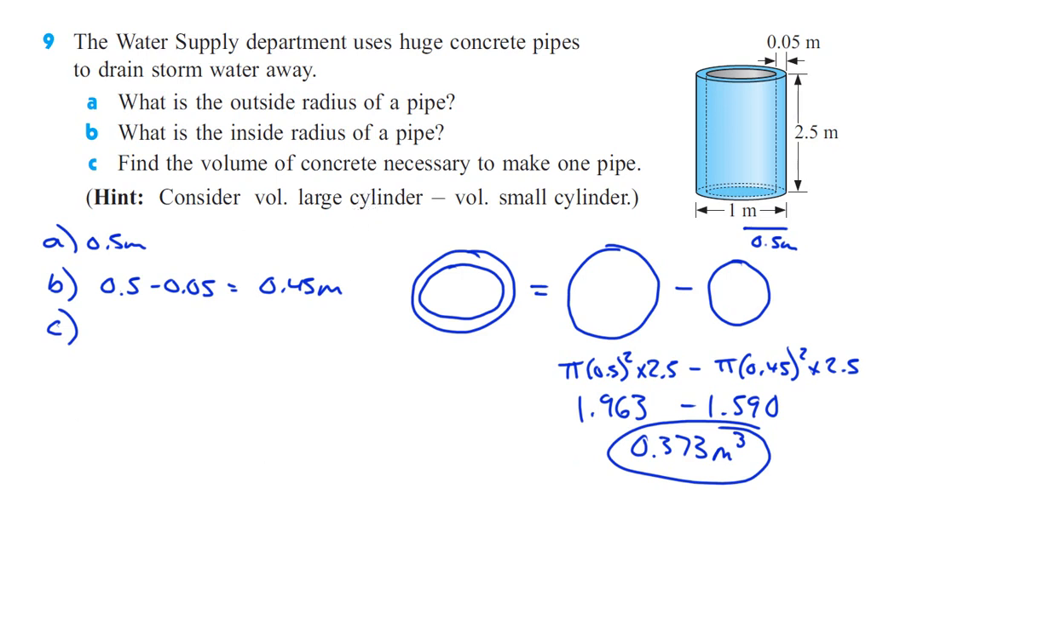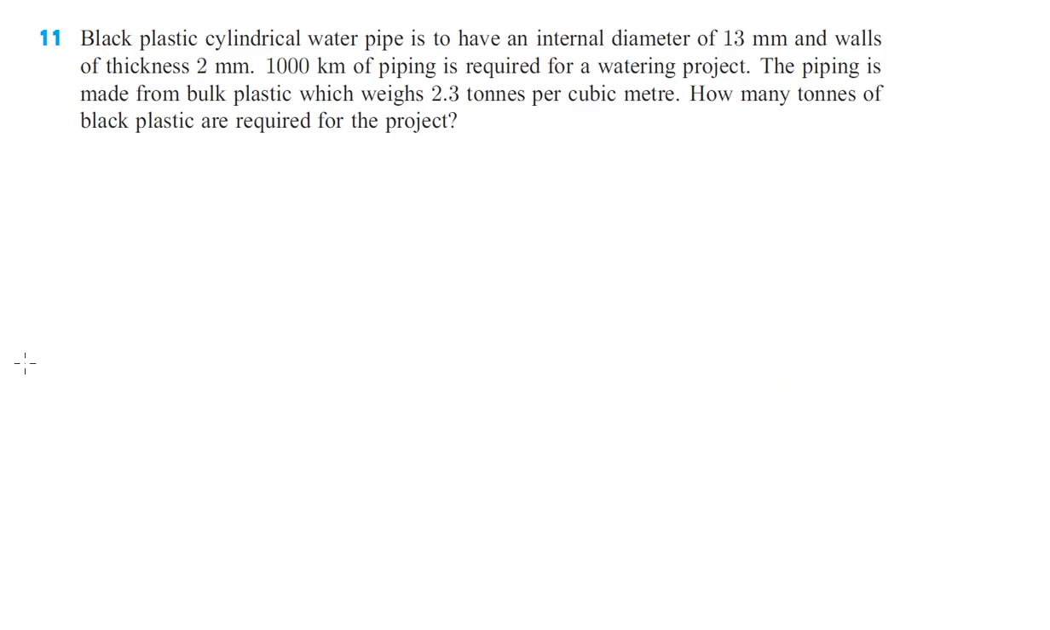Okay, all right, moving on to the next one, number 11. Black plastic cylindrical water pipe is to have an internal diameter of 13 millimeters and walls of thickness 2 millimeters. 1,000 kilometers of piping is required for a watering project. Piping is made of bulk plastic, which weighs 2.3 tons per cubic meter. How many tons of black plastic are required for the project?